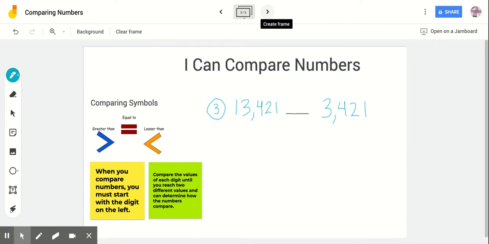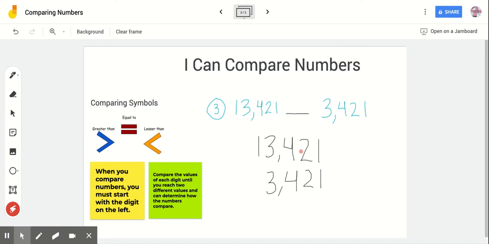This last question is 13,421, and they want us to compare it to 3,421. I'm going to do the same exact thing and start with the digits on the left. But what helps me a little bit is if I write the numbers underneath each other. So 13,421, and then I have 3,421.